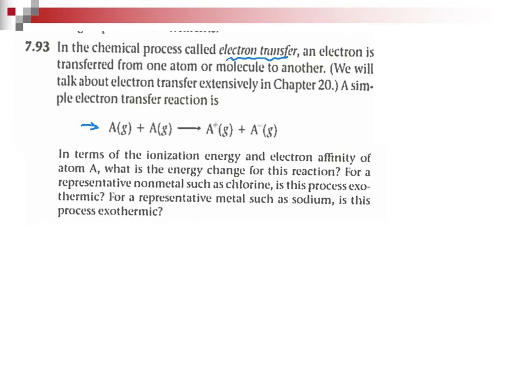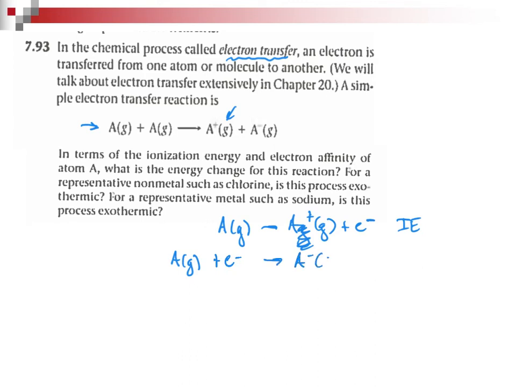So what we want to say is, if I have an element A in the gas phase, an ionization energy would look like this, where we would give off an electron. That would be the ionization energy of A. And that would be the first product we see here. What would we do with the A in the gas phase in order to produce that anion? Well, it would be A minus in the gas phase, and that would be the electron affinity.